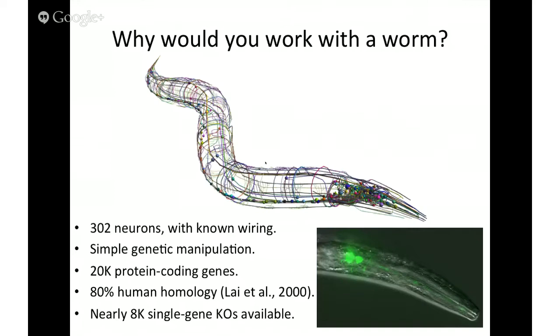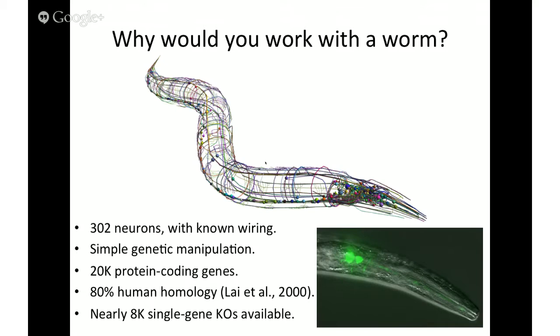So basically, if you find a gene in a worm and you understand what it does, that may, with some likelihood, have bearings on human genetics as well. So understanding stuff more means, to some extent, that you might understand what it does in humans as well. And in terms of these 20,000 protein-coding genes, there's a repository where you can get knockouts for nearly 8,000 of them.